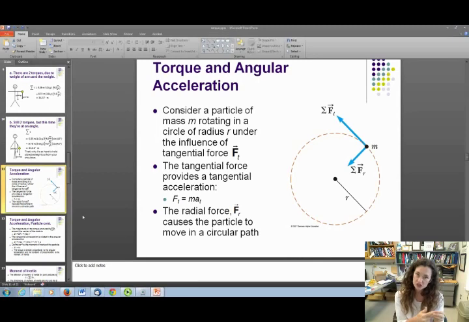There's also the tangential acceleration. If an object changes speed while in its circular path, then it will have a tangential acceleration. Now, any force that's causing a torque is going to be tangent to a circular motion here. So it'll be a tangential force.